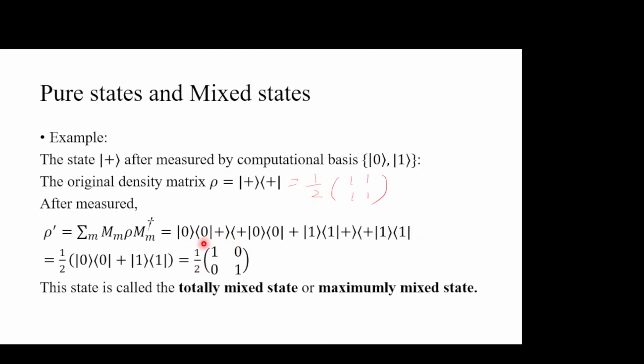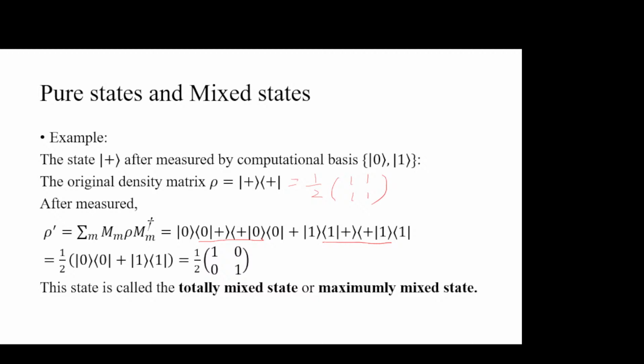So the calculation we do here is the middle part is a number. So this bra times ket is a number, bra times ket is a number. And those numbers are the overlap between 0 and plus, which is 1 over square root 2, and the overlap between 1 and plus, which is also 1 over square root 2. So we just say 1 over 2. So this part becomes 1 over 2, just a number. This part becomes 1 over 2, just a number. So both of them are 1 over 2.